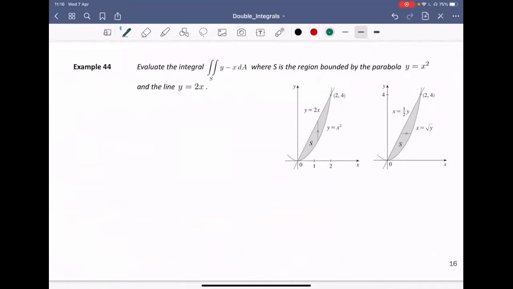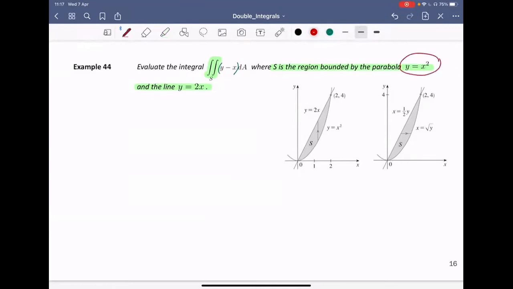All right, so I have this example here. I want you to evaluate the double integral of y minus x over the region S, where S is the region bounded by the parabola y equal to x squared and the line y equal to 2x. Luckily you have the picture here. Sometimes the picture is not given. If the picture is not given, you have to draw it. But here, this is your first example, so I am kind enough to give you a picture.